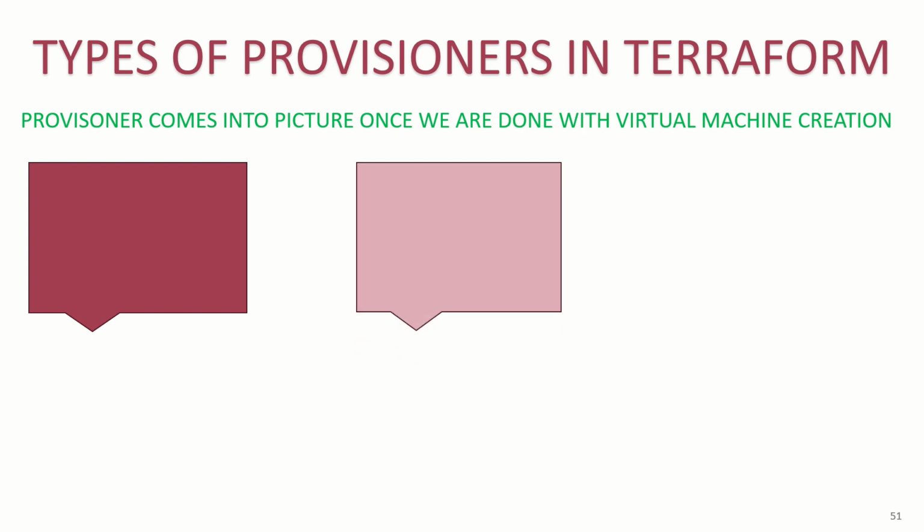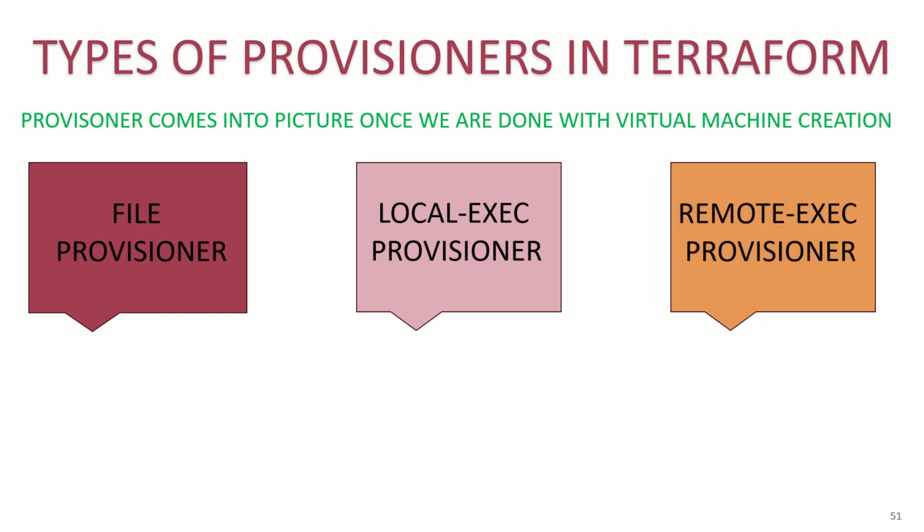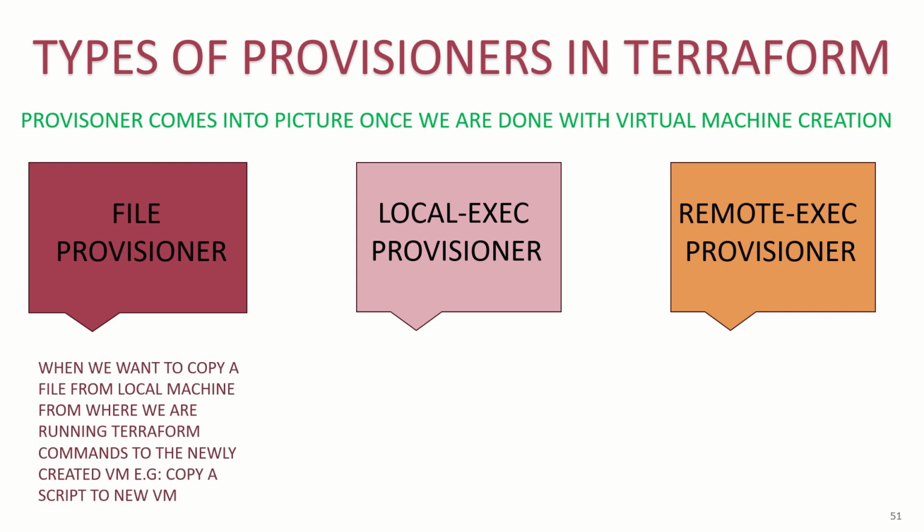The first provisioner is the file provisioner. The second provisioner is the local exec provisioner, and the third is the remote exec provisioner. Every provisioner has its own functionality. What the file provisioner does is this: when we want to copy a file from the local machine to the newly created VM, we can do that with the help of the file provisioner.